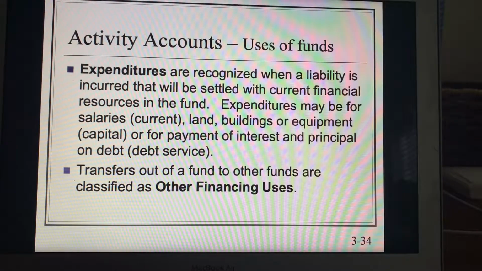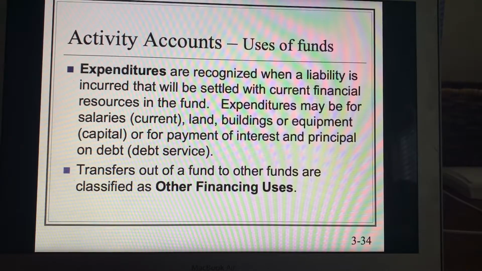Use of funds. Expenditures are recognized when a liability is incurred that will be settled with current financial resources in the fund. Expenditures may be for salaries, which is current; land, buildings, or equipment, which is capital; or for payment of interest and principal on debt, so debt service. Transfers out of the fund to other funds are classified as other financing uses.